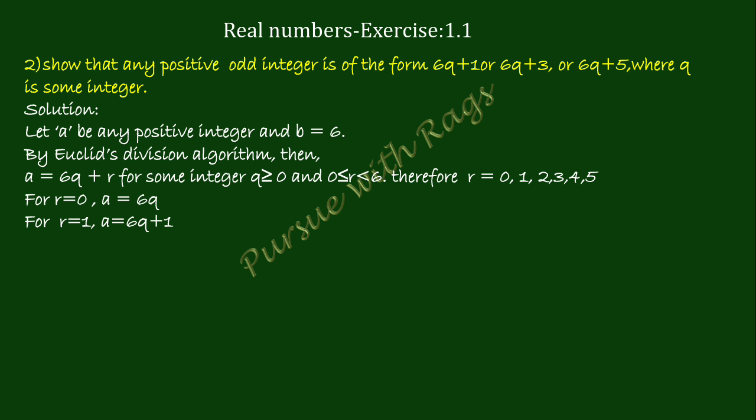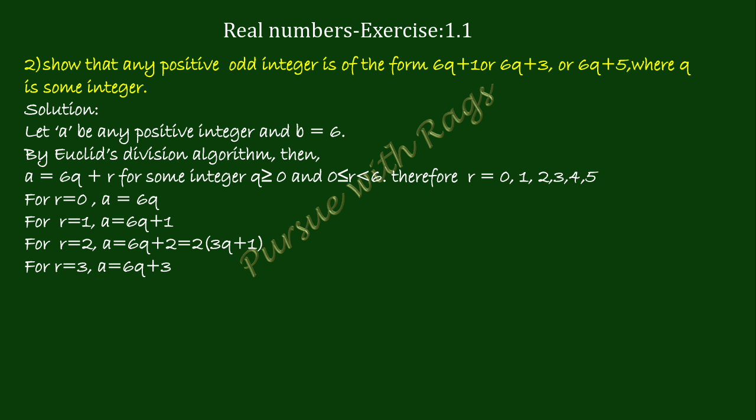And the next one, for r is equal to 2, a is equal to 6q plus 2. Just take 2 commonly outside from both the terms. So 2 into 3q plus 1. So directly we can divide the term by 2, right? So 6q plus 2 is divisible by 2. So obviously this is an even integer, right?